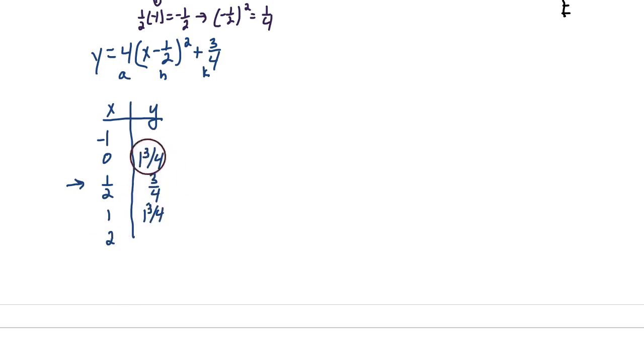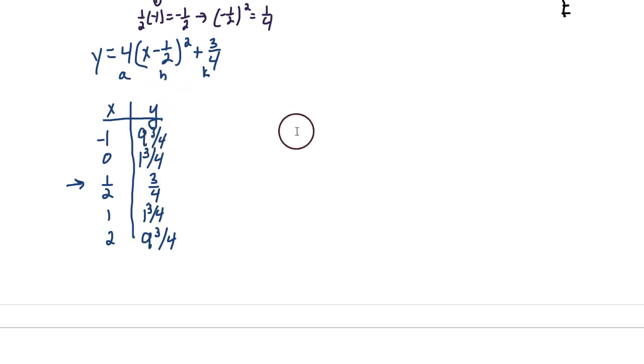Now let's fill in a 2. 2 minus 1/2 is 3/2. 3/2 squared is 9/4. 4 times 9/4 is 9, and 9 plus 3/4 is 9 and 3/4. And this will be 9 and 3/4.